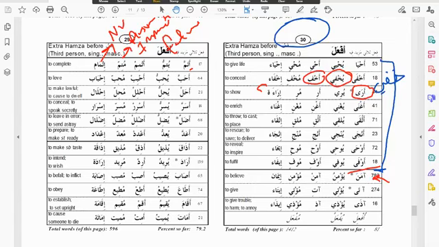Amana actually comes from the root amina, and then the a became that long a. So amina would mean to feel secure. To feel secure.